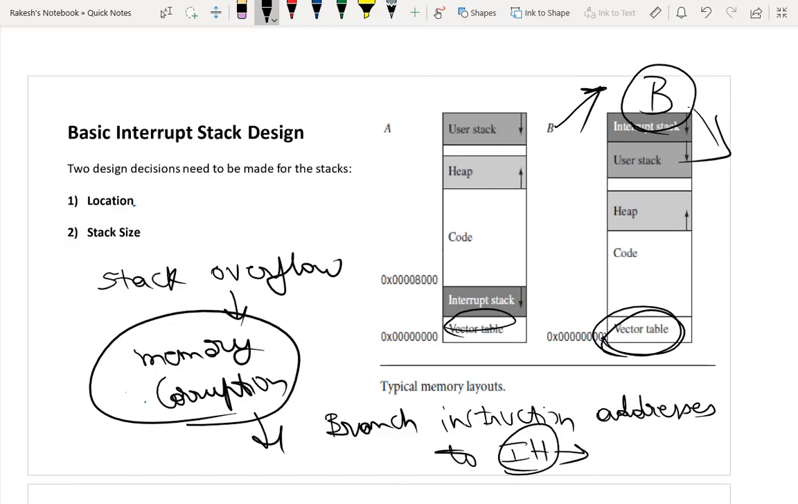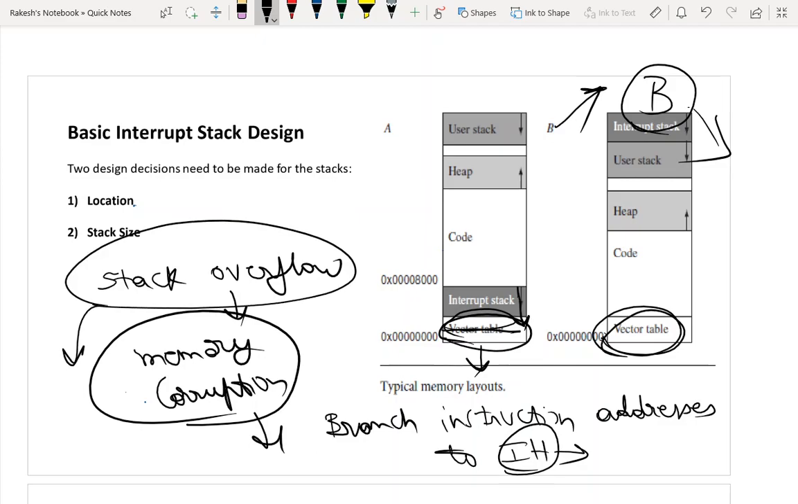Okay, so if you observe here, in layout A, whenever the stack overflow occurs, it enters into the vector table. This vector table memory can get corrupted. Whereas in this case, even if the stack overflow occurs, what is stack overflow? Stack overflow means crossing the memory space that you have allotted. So whenever the overflow occurs in this B type of memory layout, it enters into the user stack here.